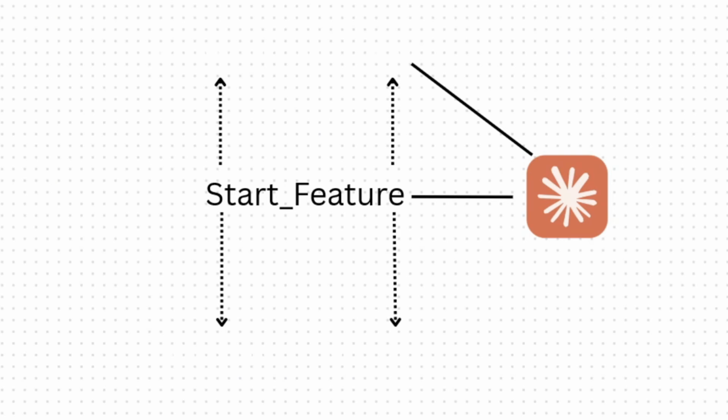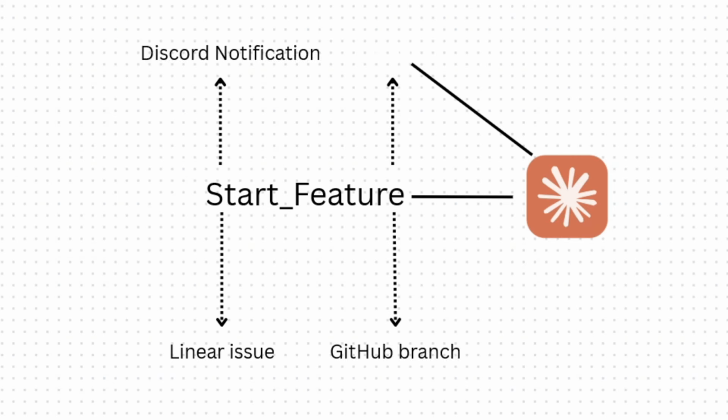Okay, so here's what we're gonna build in this video. One Gram function called start feature. The AI calls it once, and behind the scenes, our code creates a Linear issue, creates a GitHub branch from main, sends a Discord notification, and returns a structured response the AI can use later. No raw APIs exposed. So let me show you how this works.